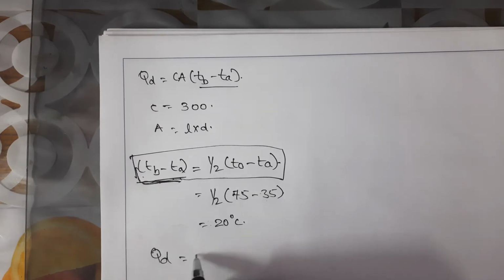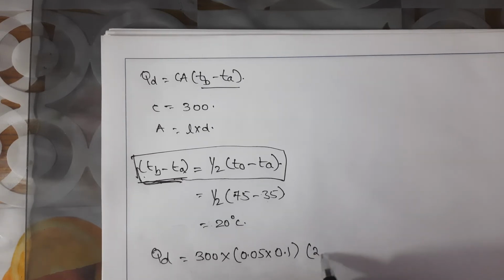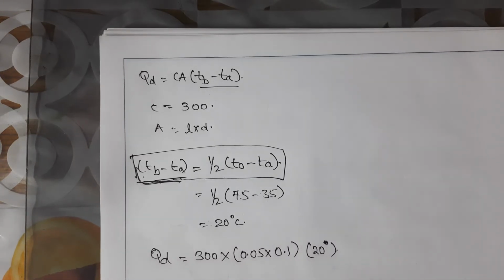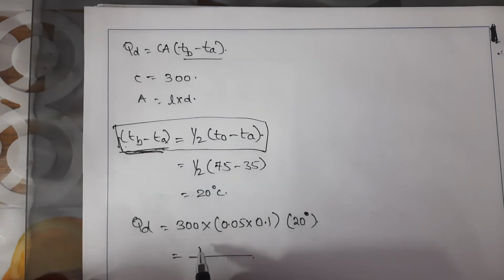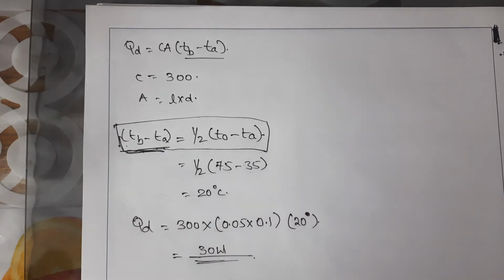Just substitute the value in the given formula. QD is equal to 300 into L into D, that is 0.05 into 0.1, into 20 degrees centigrade. So you can find the value of QD in watts. I have got an answer of 30 watts. Just check the value and if any one of you got a different answer, let me know.